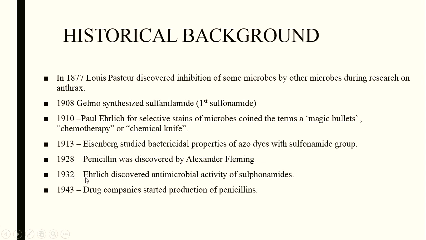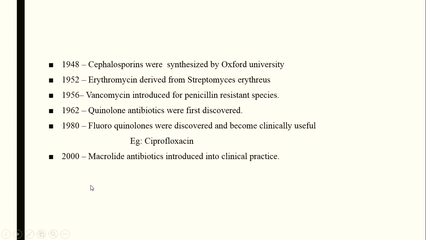In 1932, Ehrlich is another scientist. He discovered antimicrobial activity of sulfonamides. In 1943, drug companies started production of penicillin. In 1948, when human beings started showing penicillin resistance, then to overcome that penicillin resistance, cephalosporins were synthesized by Oxford University. In 1952, erythromycin is another drug which is derived from Streptomyces erythraeus.